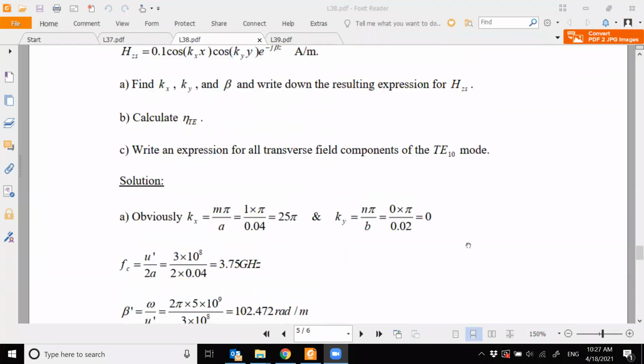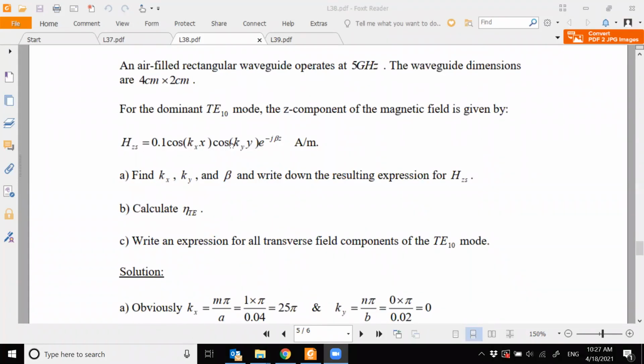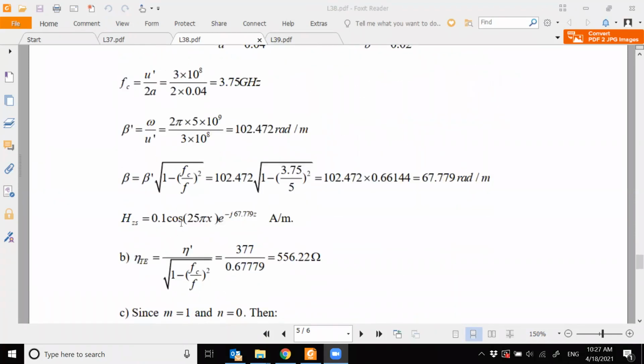And therefore, now I will substitute Kx, Ky, and beta here to get the expression of HZ. So Ky is 0, right? Because cos 0 is 1. So therefore, only this term will be left. So that's why you have 0.1 cos 25 pi x e power j 67.79 amperes per meter. This is the phasor notation of my magnetic field component HZS of my TE1,0.